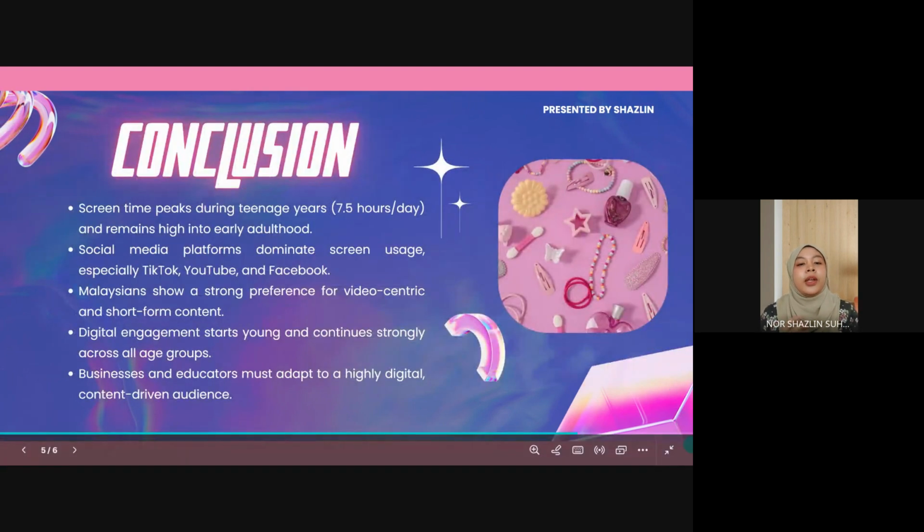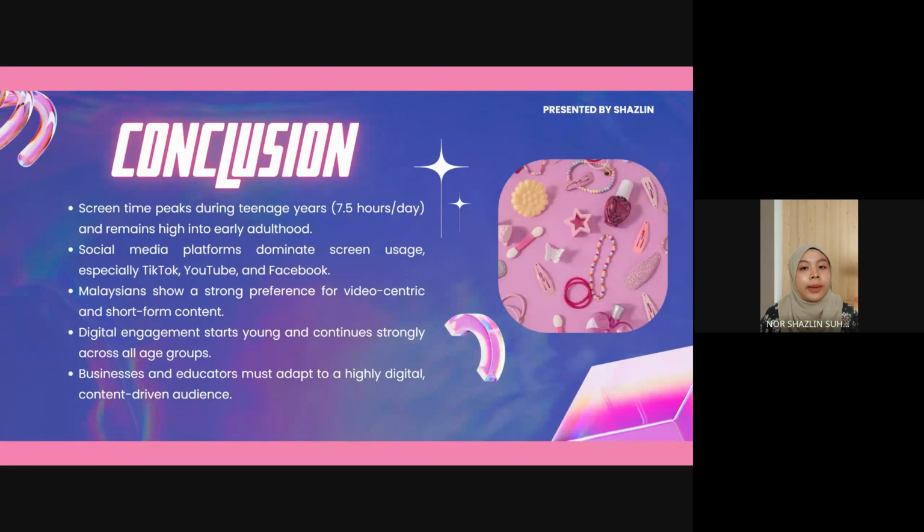So, what can we conclude? Our analysis of screen time and social media use reveals clear patterns shaped by age and lifestyle. Teenagers and young adults are at the peak of digital engagement, spending the most time on screens and favoring platforms that offer fast-paced, video-rich content like TikTok and YouTube. As people age, screen time gradually decreases, shifting from entertainment to more functional use. This trend highlights how deeply integrated digital platforms are in our daily routine, from education and work to social interaction and leisure.